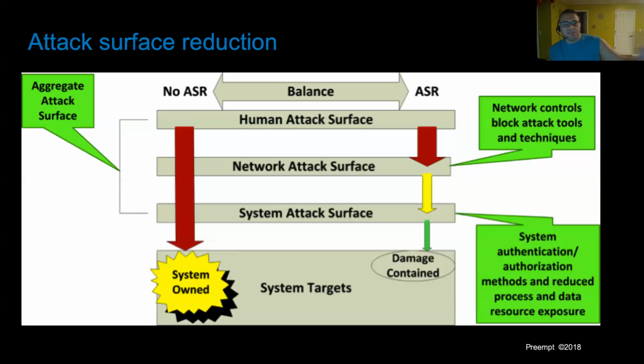So on the left-hand side, you can see how the system can be owned before you really get a grasp of where the risk is. Whereas on the other one, you have controls that help you to block each and every step of the compromising of the human attack surface, the network attack surface, and eventually the system attack surface.